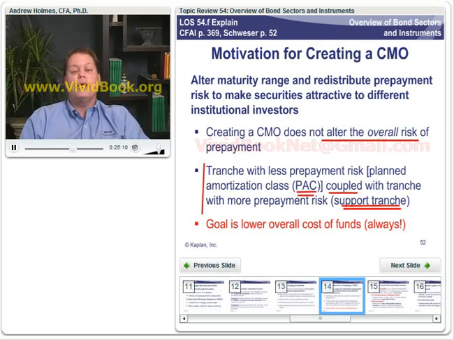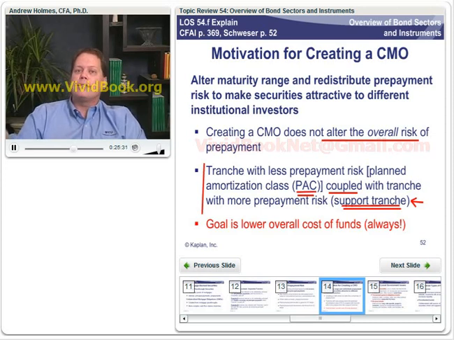Now, of course, these have to be priced in the market, and no one's going to accept extra volatility without being compensated for it. So the support tranche has a higher expected return, but they also have, of course, greater uncertainty. And the goal here, of course, is to lower the overall cost of funds, therefore making money for the clever investment bankers who put all this together.